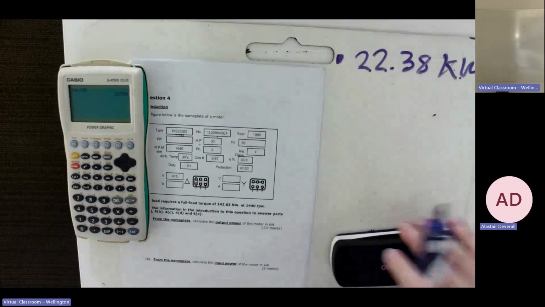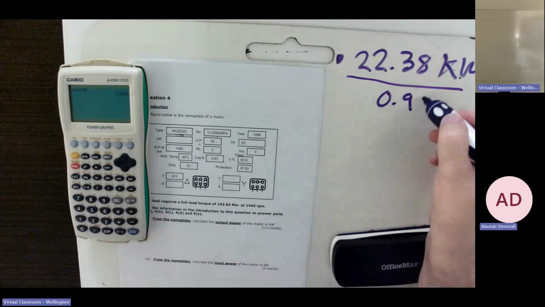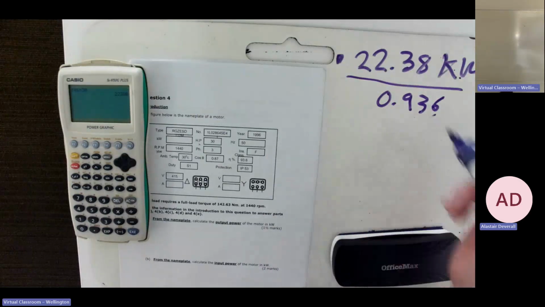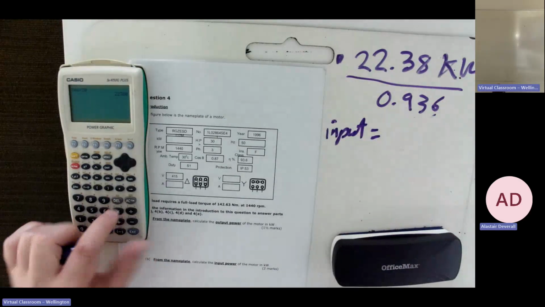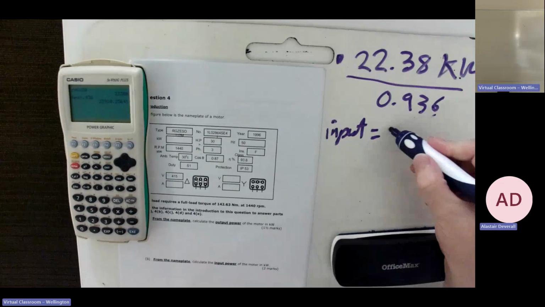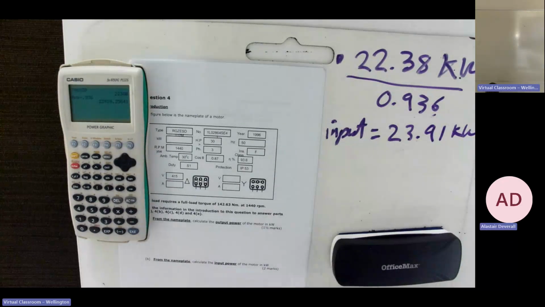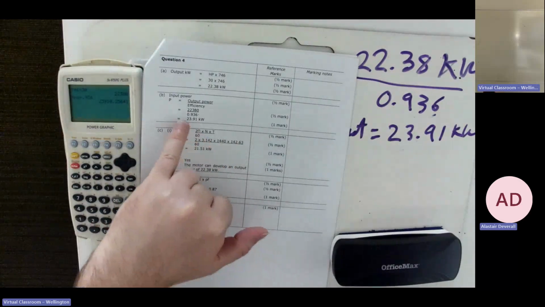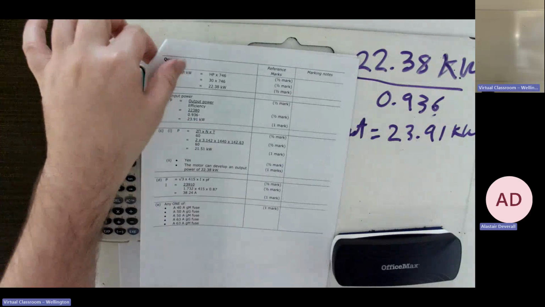Now they want us to generate our input power. All we have to do is get our output power and divide that by efficiency, which is 0.936, because it's 93.6%. Input equals output divided by 0.936, and we get 23.91 kilowatts. If we look at our model answers, once again it is output divided by efficiency, so 22380 divided by 0.936 equals our 23.91 kilowatts.